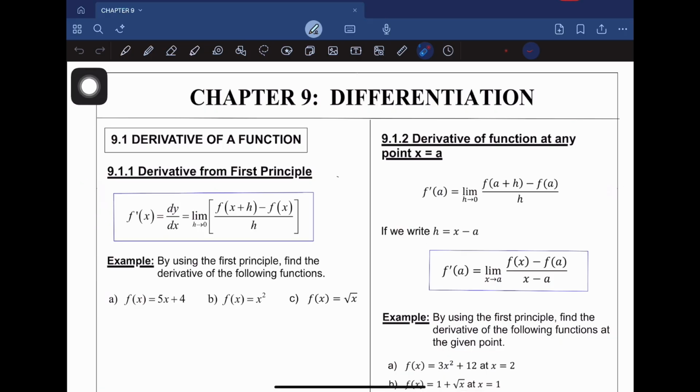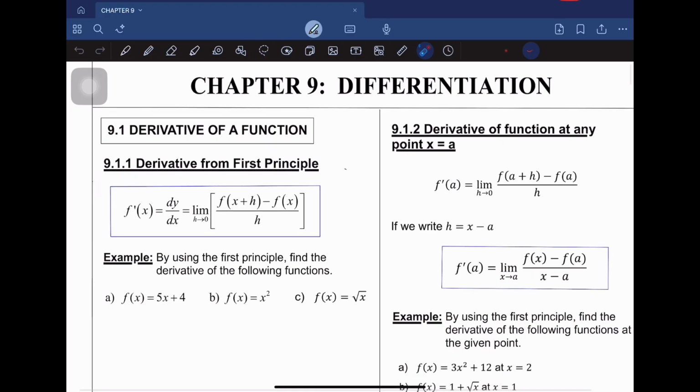Alright, so saya continue terus dengan chapter 9.1, derivative of a function. Okay, so benda ni korang belajar dekat sekolah basically. So I'll just revise. Saya buat revision saja dengan korang. So first of all untuk 9.1, what we are going to do is kita akan cari the derivative ataupun dy dx using the first principle formula. So what is the formula? The formula is this one. Limit h approaching 0, f(x + h) - f(x) over h.